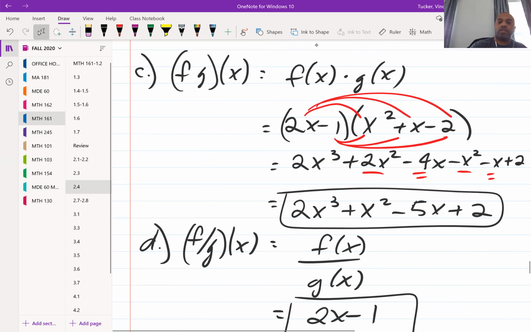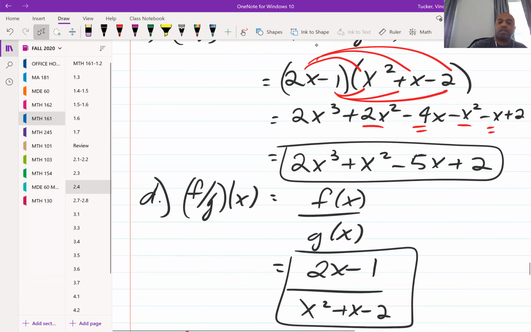Last one like this, f over g of x. So you just place f of x over g of x. If you can simplify, they would expect you to do so. This one could not be simplified, so that would just be it: 2x minus 1 over x squared plus x minus 2.